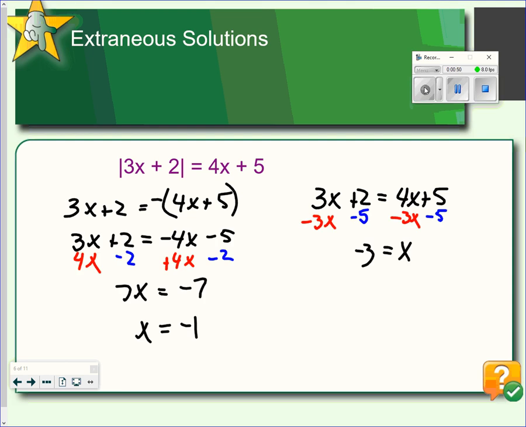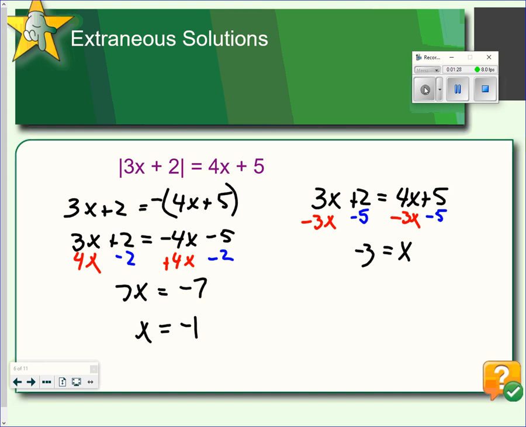Okay, so you can see on the left here, first I distributed the negative, and I got negative 4x minus 5. And then I wanted to get the x's on the left, so I added 4x on each side. That gave me 7x. And then I wanted to move the 2 to the right, so I subtracted 2 on each side. So I have 7x equals negative 7. Dividing by 7 on both sides, I get x equals negative 1. And then on the other part of the equation, where 3x plus 2 equals a positive 4x plus 5, I subtracted 3x on both sides, subtracted 5 on both sides, and I got my solution x equals negative 3.